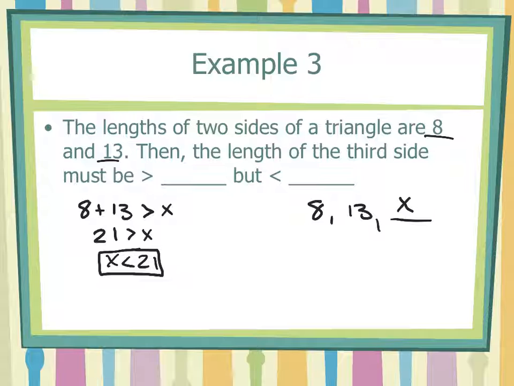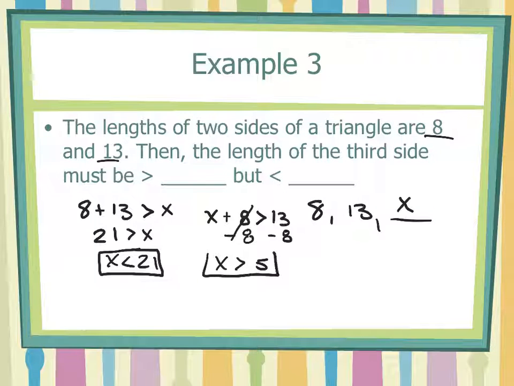And then x plus 8 is greater than 13. That's another combination, which means x has to be greater than 5. You subtract 8 from 13 and we get x must be greater than 5. x must be greater than 5.